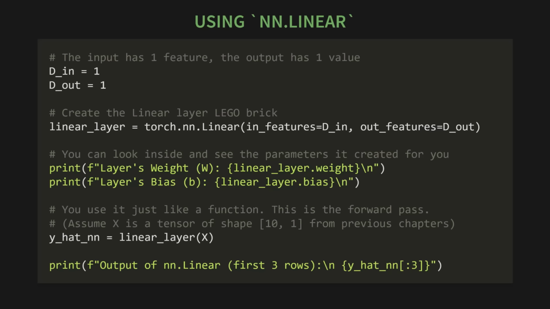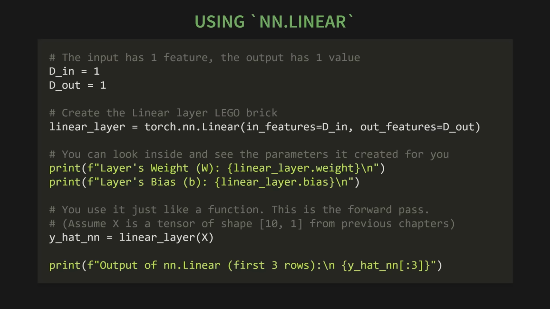First, we define our dimensions. d_in equals 1, because our input has one feature. d_out equals 1, because the output has one value. Next, we create the linear layer Lego brick itself. We'll call it linear_layer equals torch.nn.Linear, with in_features equals d_in, and out_features equals d_out.